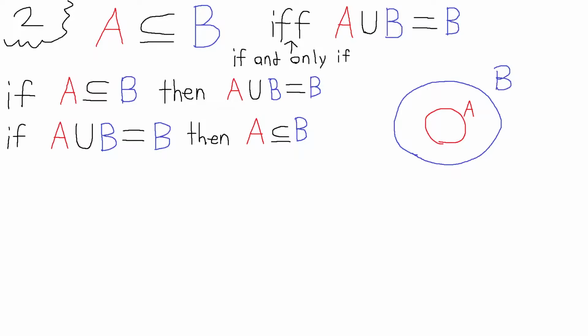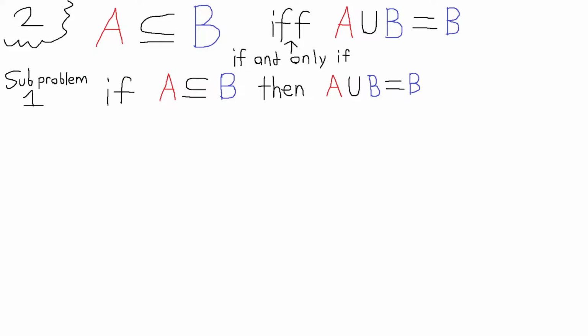Drawing a Venn diagram, we see that the statement as a whole amounts to the fact that if one set is contained within the other, then their union is the larger set. We start this problem by proving the first statement. We assume that A is a subset of B. And now we have to show that the union of A and B equals B.